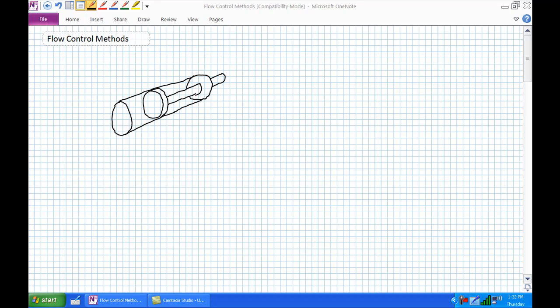Good day, this is Jim Pytel from Columbia Gorge Community College, Renewable Energy Technology Program. This is RT 120, Hydraulics. Today we're going to have a discussion about flow control methods.